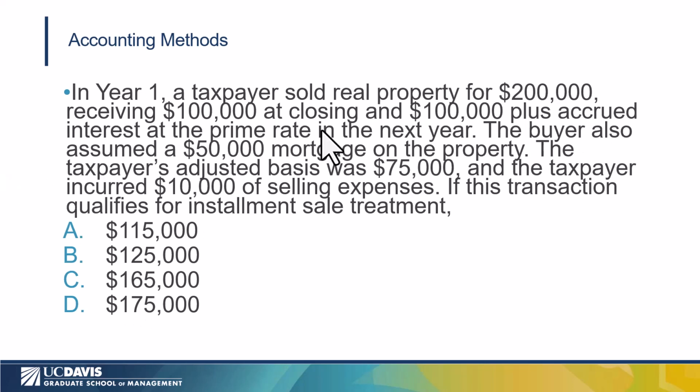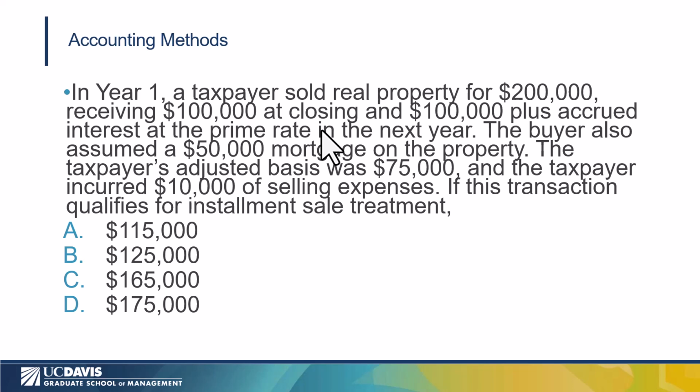Okay, in year one, a taxpayer sold real property for 200,000, received 100,000 at closing, 100,000 plus accrued interest in the next year. Buyer also assumed a $50,000 mortgage. The adjusted basis was 75,000, and the taxpayer incurred 10,000 of selling expenses. If the transaction qualifies for installment sale treatment, what would the gross profit be? Not the profit in the year of sale, but what is the gross profit?